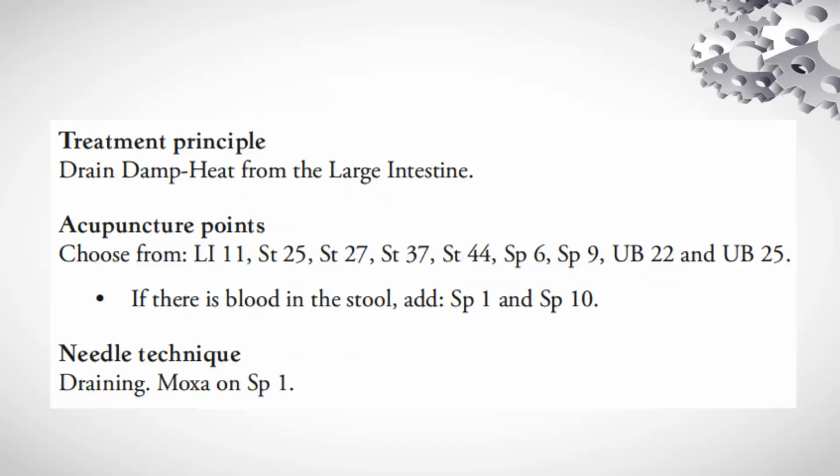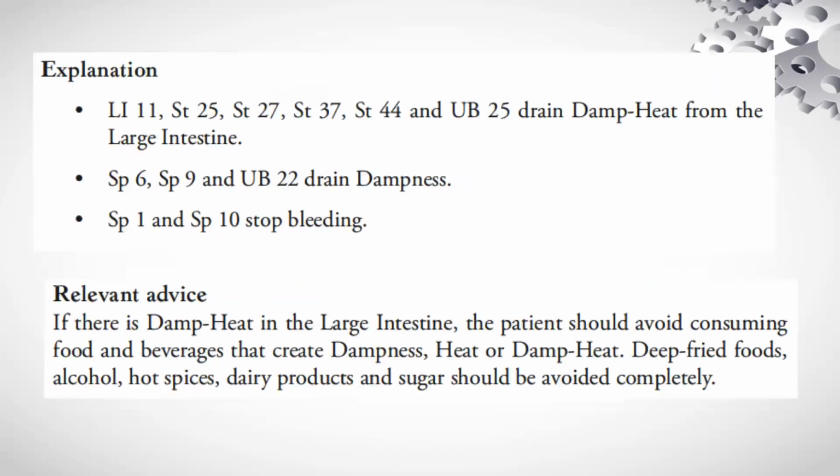Treatment principle: drain damp heat from the large intestine. Points: LI 11, stomach 25, stomach 27, stomach 37, stomach 44, spleen 6, spleen 9, bladder 22, and bladder 25. If there is blood in the stool, add spleen 1 and spleen 10. Needle technique: draining, moxa on spleen 1.